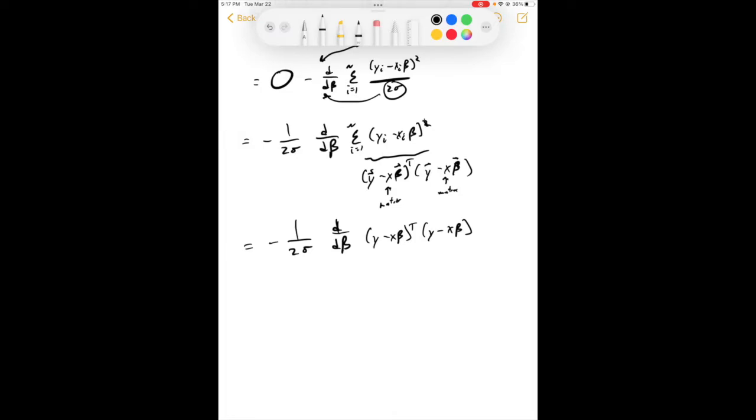And when we take the derivative there, negative 1 over 2 sigma, we would end up, once again, with negative 2 x transpose times (y minus x beta). And because we're doing the first derivative test, we can set that equal to 0. And you can see that all of these constants at front don't really matter. We can just divide by all of them, and they go away. And we have x transpose times (y minus x beta) is equal to 0.